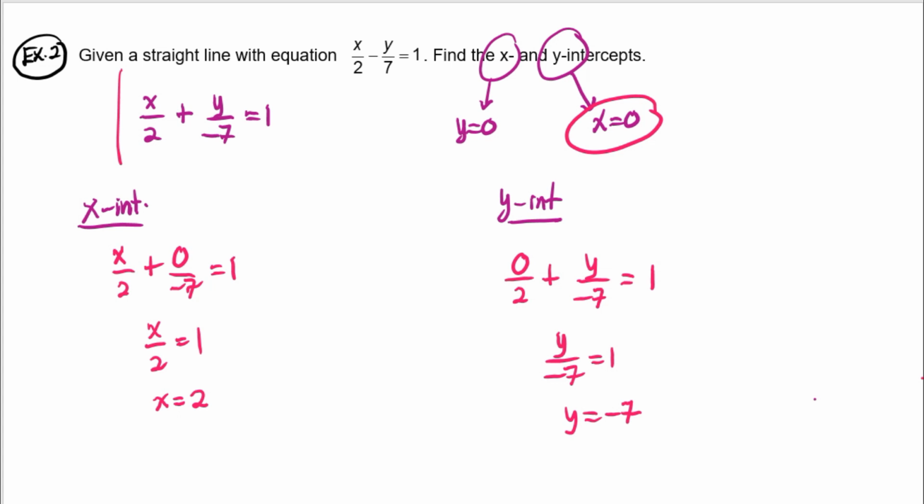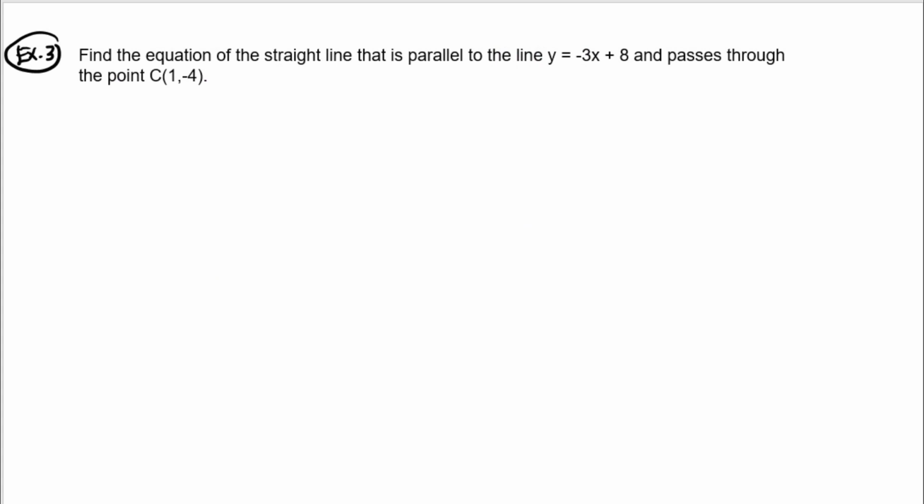Basically, suppose we have this form of equation. If we want to get the y-intercept, we ignore the x part, so we get y equal to -7. But if we want the x-intercept, we ignore the y part, therefore we have x equal to 2. That's something like that. Okay, so we are done with this one. Let's go to the next example.